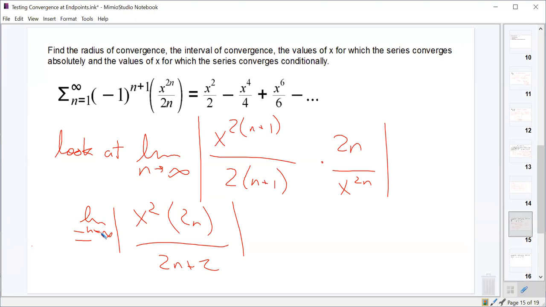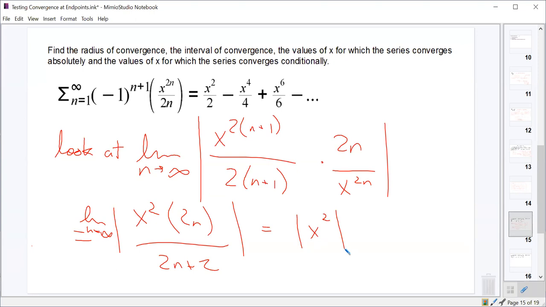What happens to the 2n over the 2n plus 2 as n goes towards infinity? Those have the same degree, right? They're both degree 1, so you divide the coefficients, which is just 1. So we just end up with a limit of absolute value of x squared.